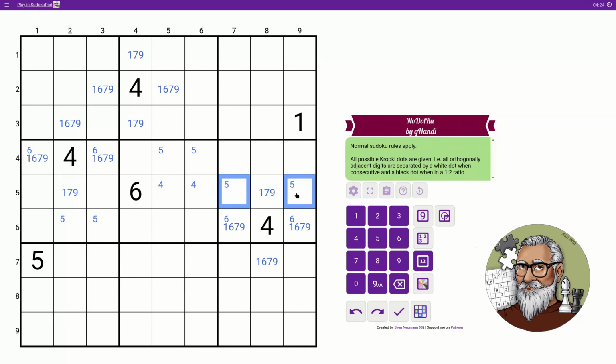Again, the only thing I know now is that 5 and 6 are on opposite corners of this rectangle. Does that matter? I don't know.